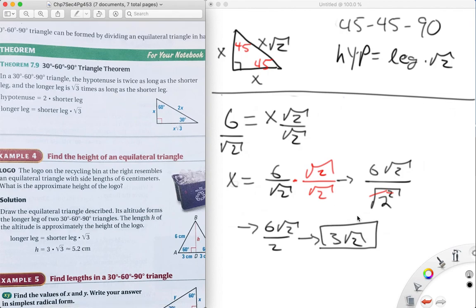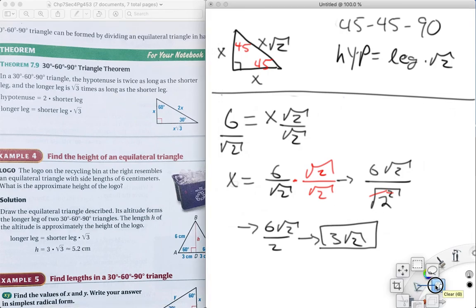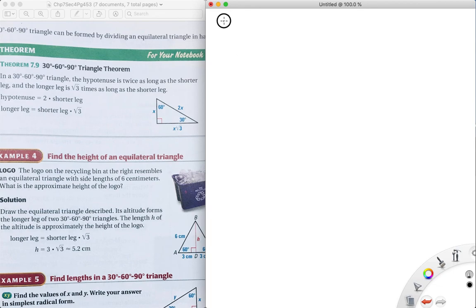Okay. So the other special condition is that of a 30, 60, 90 triangle. If we had a triangle like that, here's the 60 degrees, here's the 30 degrees. This would be the short leg, right? Because the short leg is opposite of the 30-degree angle. This would be the long leg. The long leg is opposite of the 60-degree angle. And then this would be my hypotenuse.